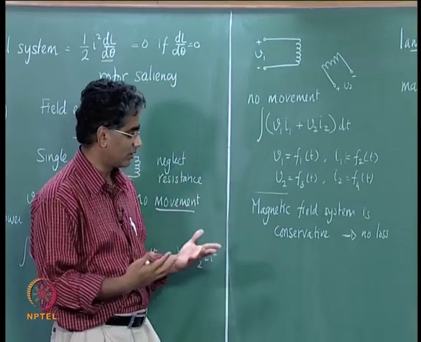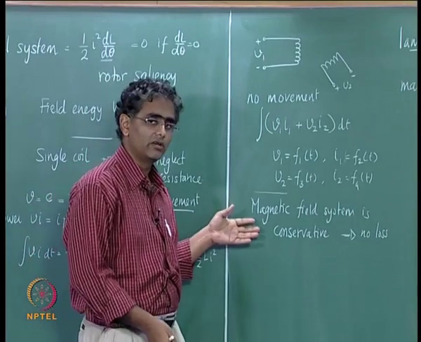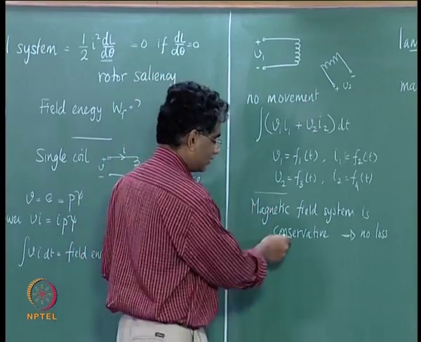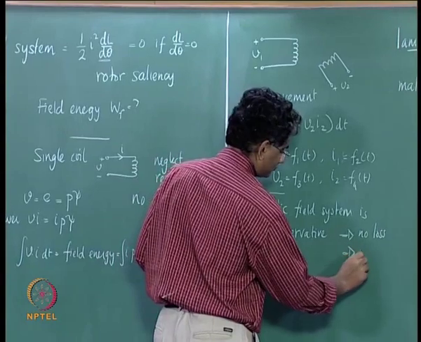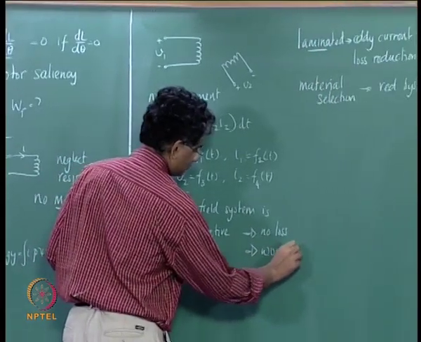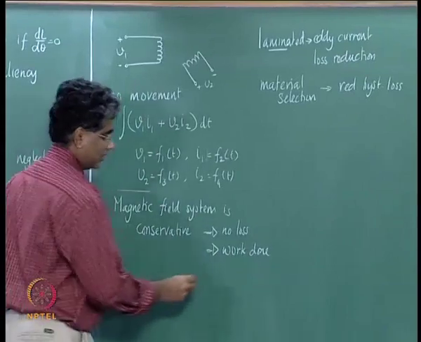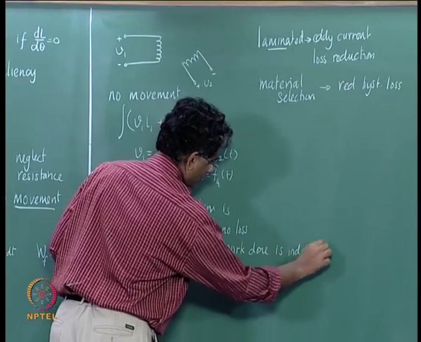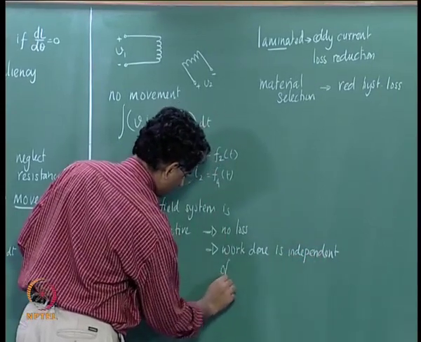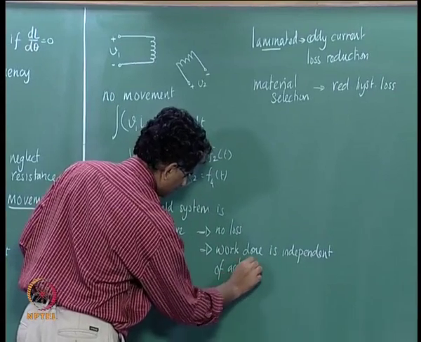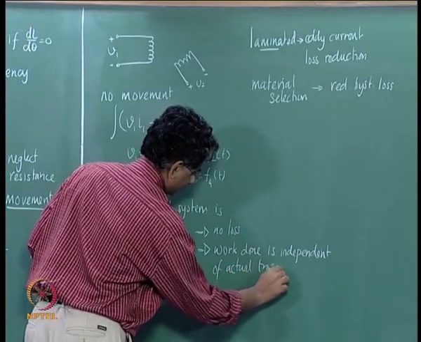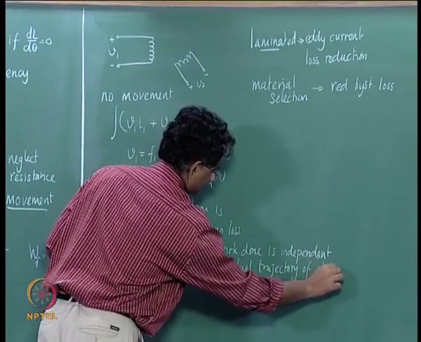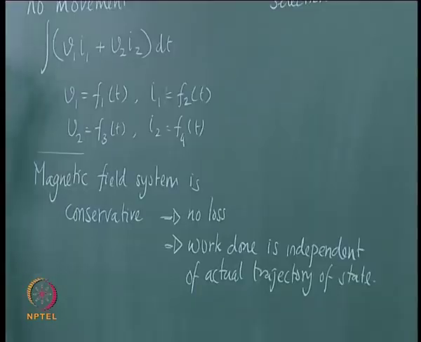And if you neglect the loss, then all the energy that you input goes towards the field or work that is done. This also means that, because there are no losses, the work that is done is independent of the actual trajectory of the state.